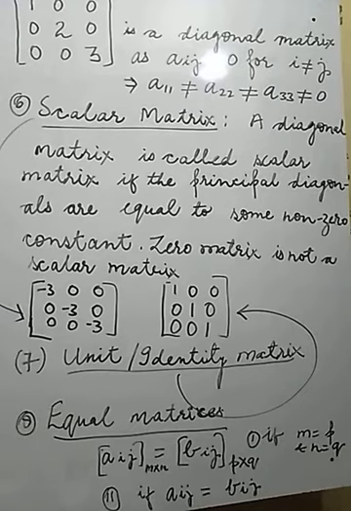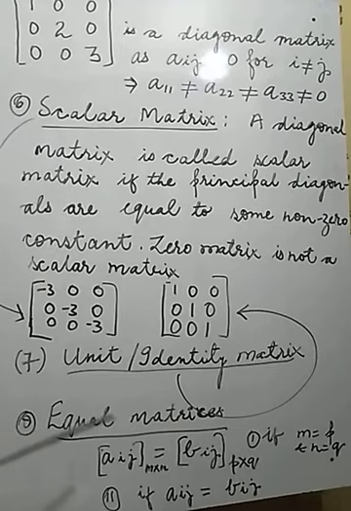And the last one is equal matrices. Since we are comparing two matrices. The two matrices are said to be equal, meaning Aij of order m into n equals Bij of order p into q. So there should be two criteria, two conditions. If two conditions are followed, only then can we say that two matrices are equal. What are those?